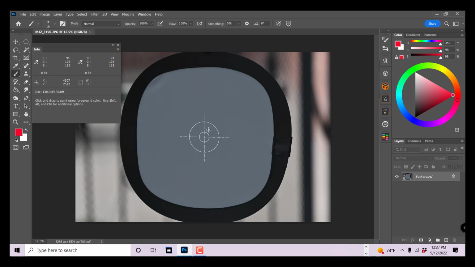So if I put it right here, my red channel's at 94, my green is at 103, and my blue is at 112. This discloses two things about my gray card shot. Number one, globally, it is underexposed because the definition of medium gray should be equal amounts of gray, each at 128 in the red, green, and blue channel.